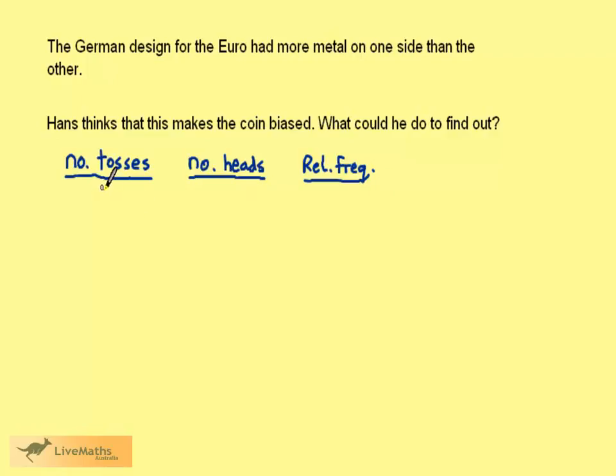So let's say he does the first toss, and it's a head. The relative frequency is 1. The relative frequency is our estimate of the probability. So at this stage he's saying that it's certain he's going to get a head every time.